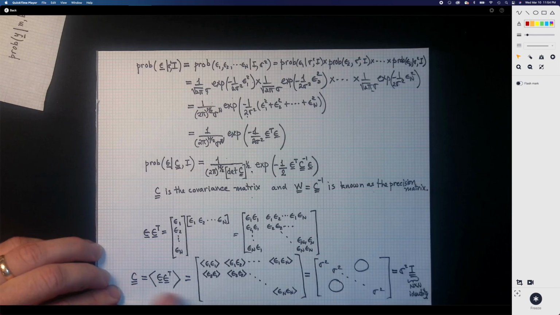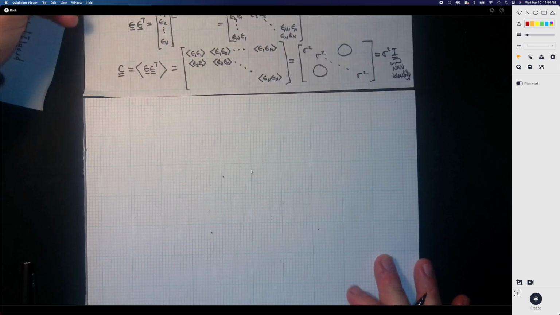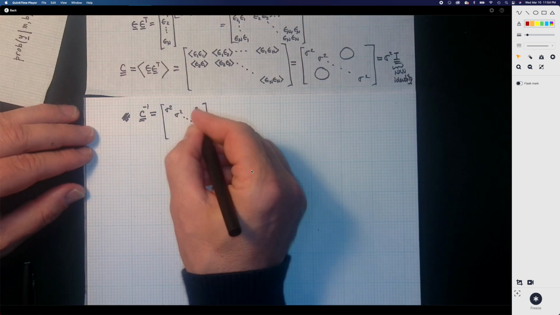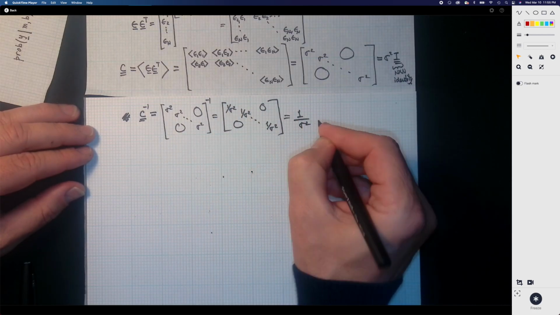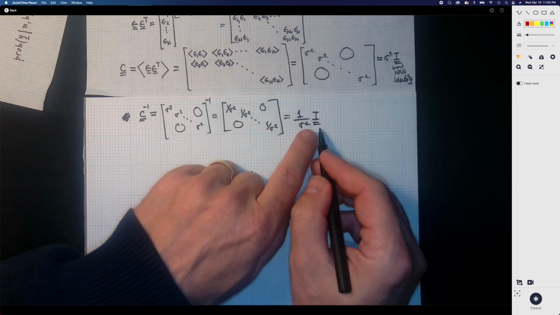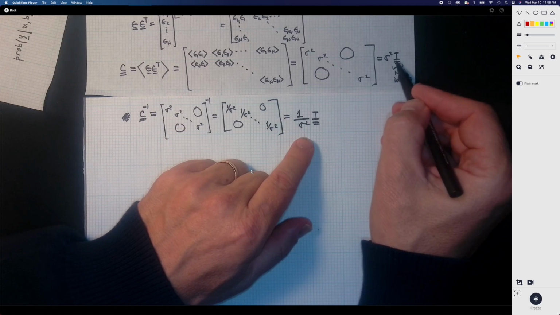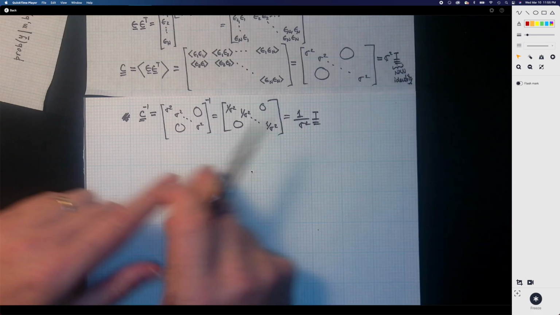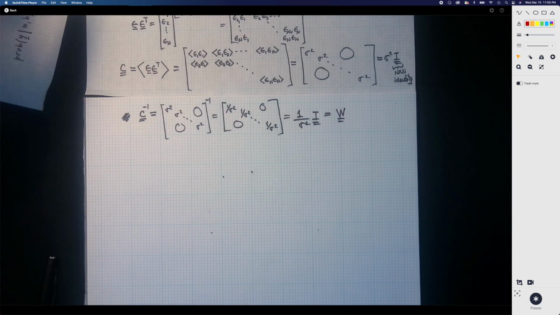And now I can compute the precision matrix, which is C inverse. What we get is just 1 over sigma squared times the identity, right? Because the inverse of the identity is the identity, and the inverse of sigma squared is just 1 over sigma squared. So this is the precision matrix for our special case where the errors are assumed independent.